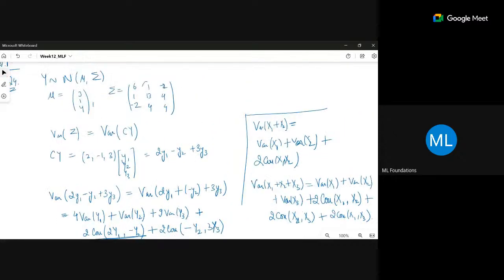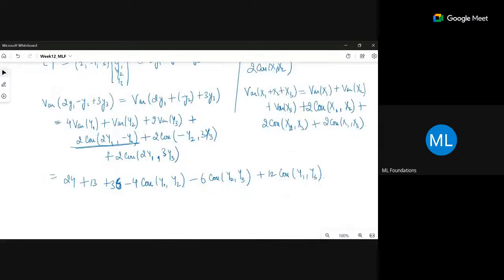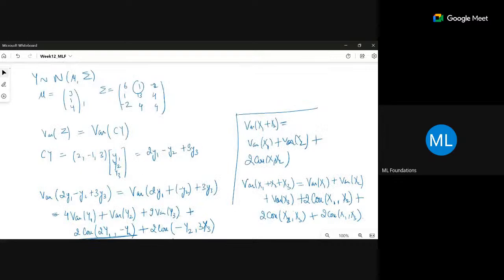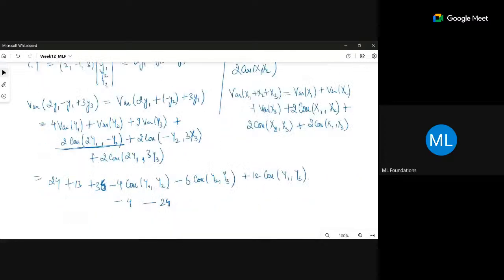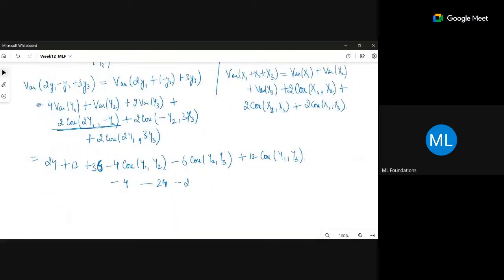And now what is the covariance of y1, y2? It is just 1, so this will become minus 4. What is y2, y3? y2, y3 is 4. So this becomes minus 24, and y1, y3 is minus 2, so minus 24 we get. Yeah, so if you add everything, you get 6 from here.